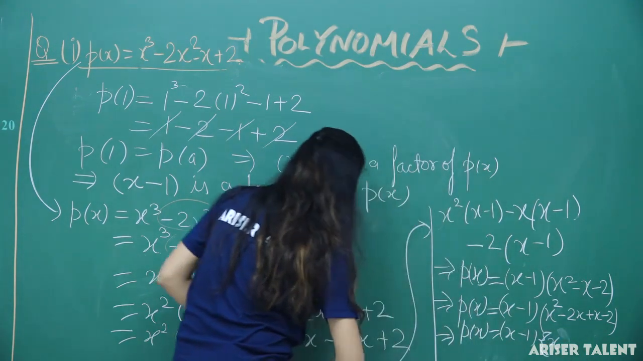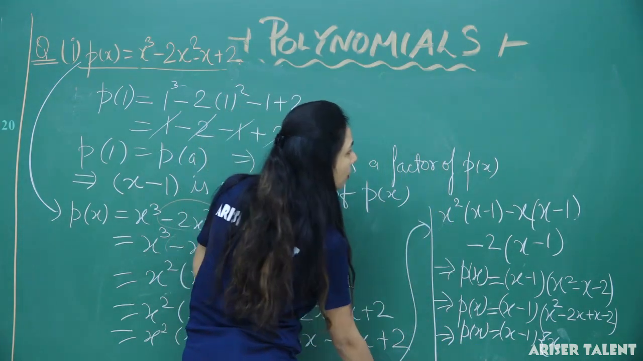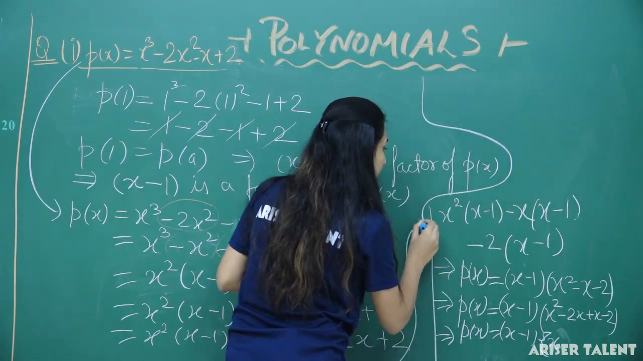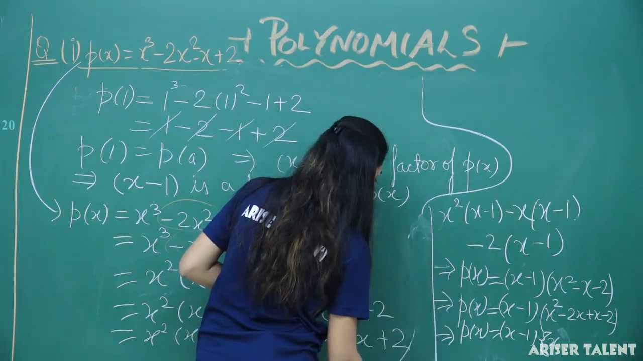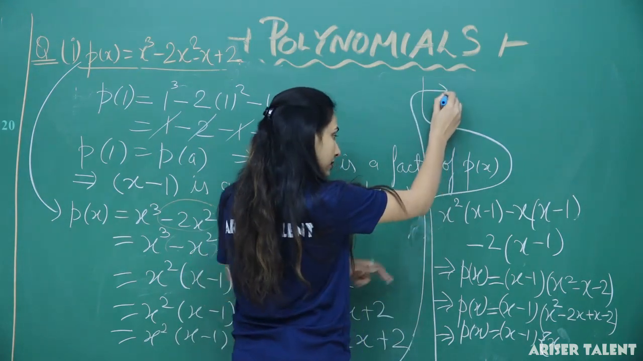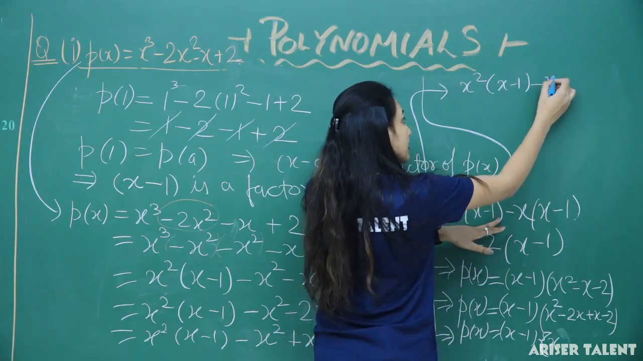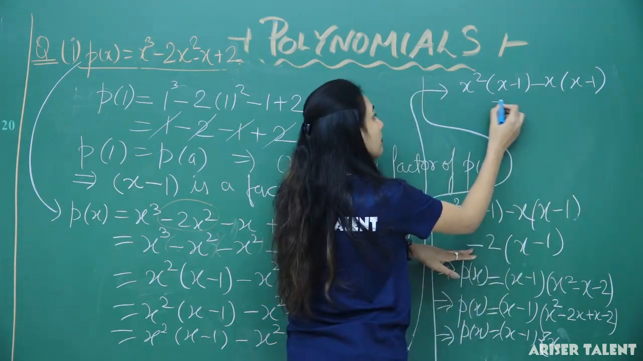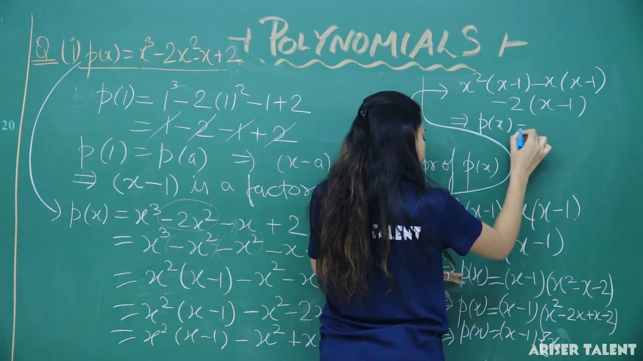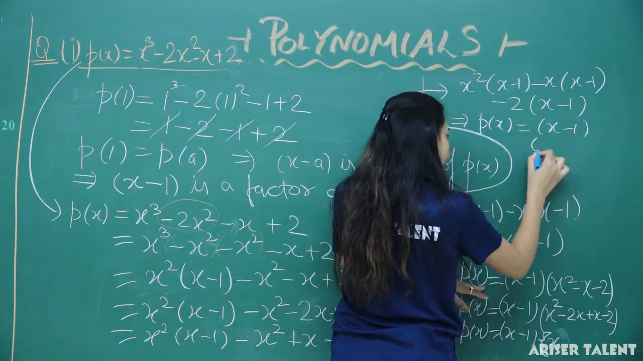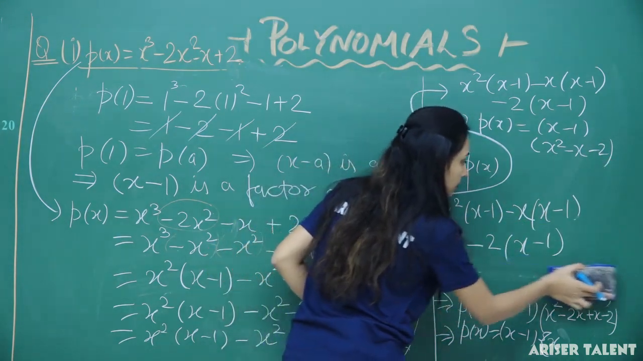Okay. Should I write it something upside? Okay. So I am just repeating these steps here. That was your x square, x minus 1, minus x, x minus 1 here. After that, minus 2, x minus 1 here. After that, you will be finding that px equals x minus 1 multiplied by x square minus x minus 2. Okay.